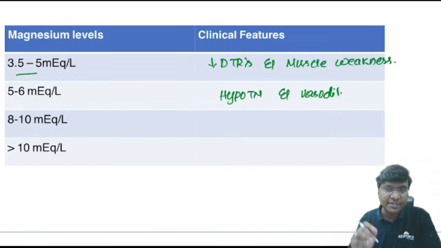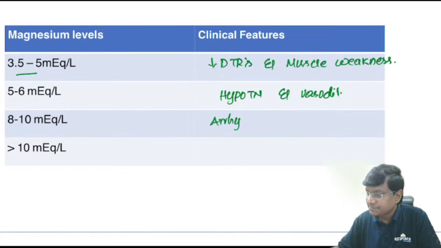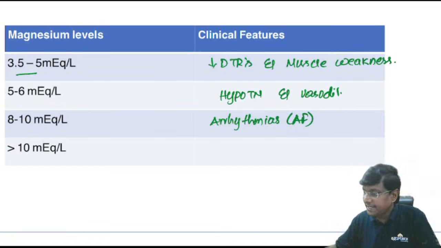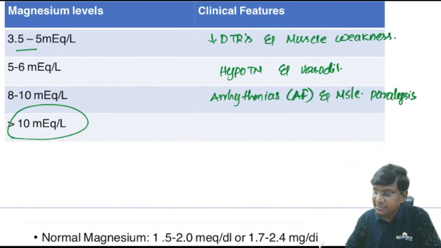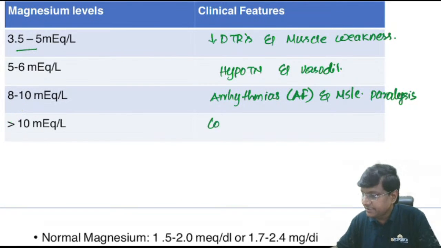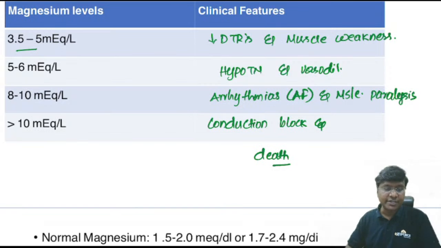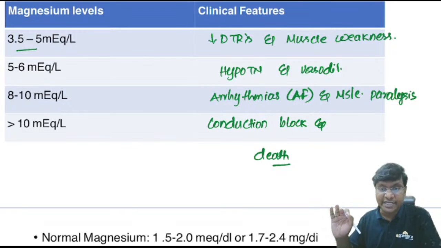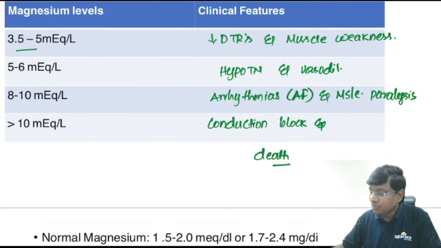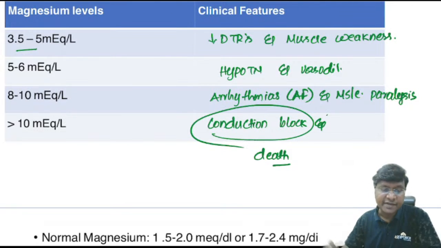And when magnesium levels are 8 to 10 milliequivalents per liter, the patient will develop arrhythmias. Which type of arrhythmia is very common in hypermagnesemia? That will be atrial fibrillation. And there can also be muscle paralysis. When the magnesium levels are more than 10 milliequivalents per liter, that is the point when the individual will develop conduction block and death. So these are the clinical features in patients with hypermagnesemia depending upon the levels of magnesium. And the cause of death, as I have said, is conduction block, and finally death of the individual.